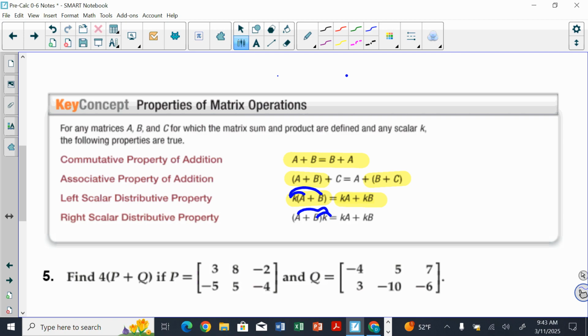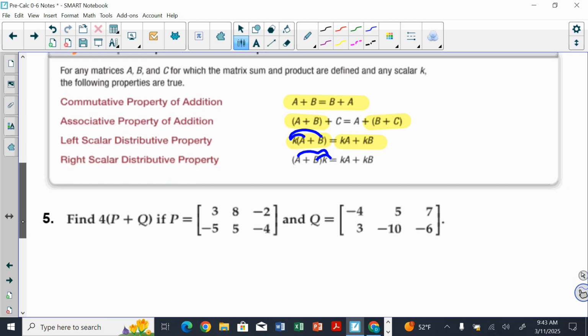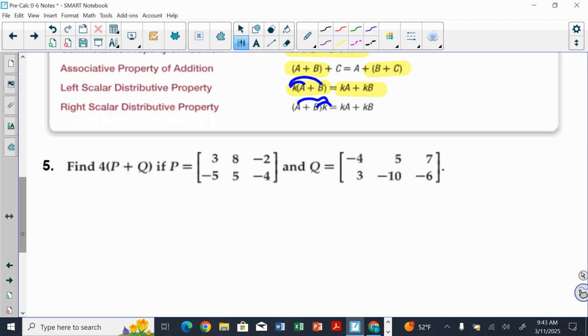All right, so now let's work with that down here at the bottom. So let's find 4P plus Q. This looks like a left scalar distributive property here. So I know I'm going to have to take the scalar times the A and the scalar times the B. In this case, it's going to be 4 times the P plus 4 times the Q.